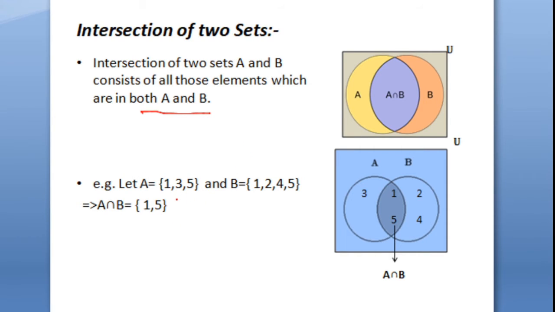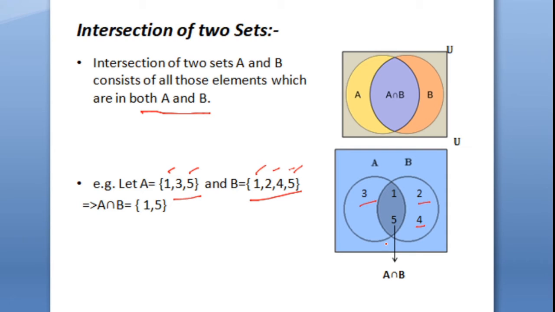Here I have taken one example: set A as 1, 3, 5 and set B as 1, 2, 4, 5. If we observe, 1 is a common element, 3 is not in B, and 5 is also a common element. That's why in the Venn diagram we have written 1 and 5 in the common area, and the rest of the elements of A, that is 3, we have written here, and the rest of the elements of B, that is 2 and 4, we have written here.